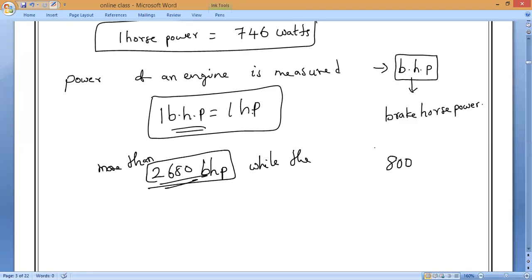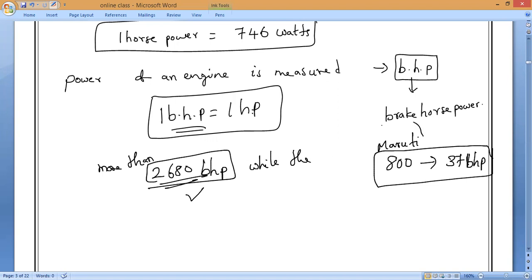Have you heard of Maruti 800? Have you heard this car? Maruti 800 has only 37 BHP. So see the difference. Normal electric trains have above 2500 BHP, and Maruti 800 you will get just 37 BHP. So that is the difference.